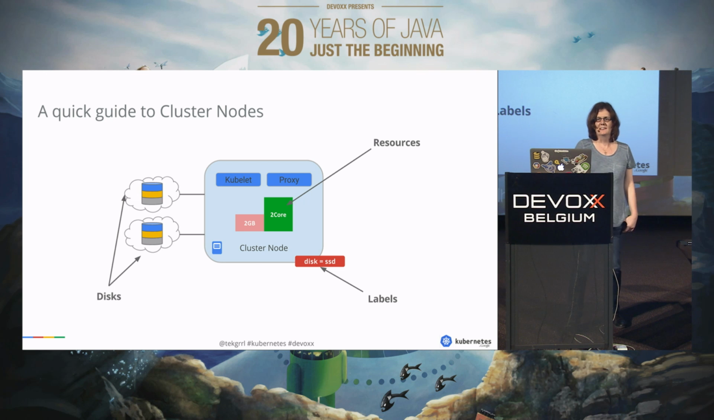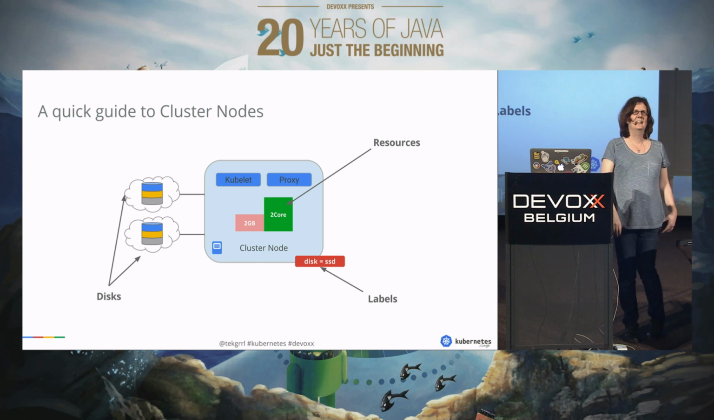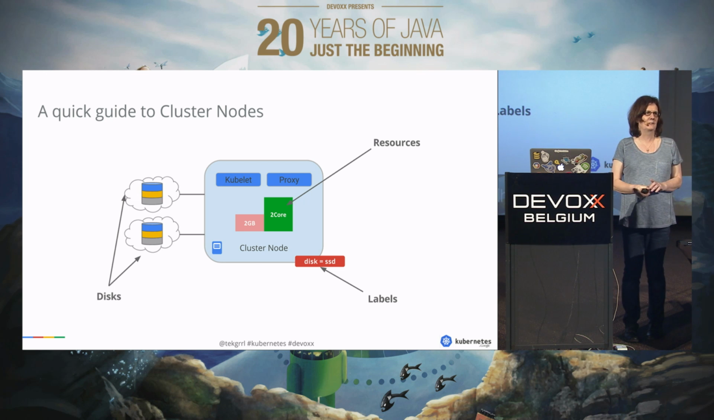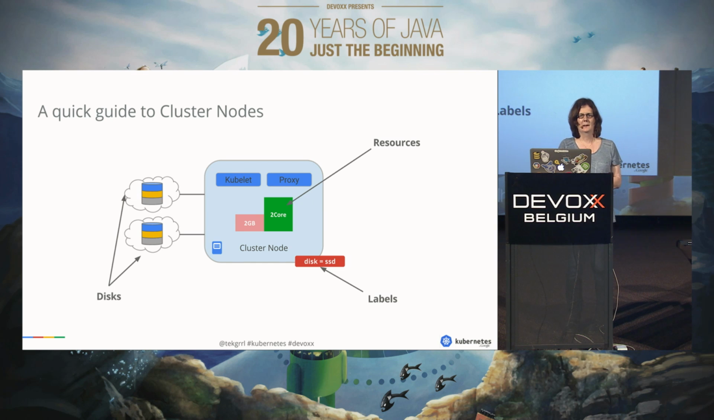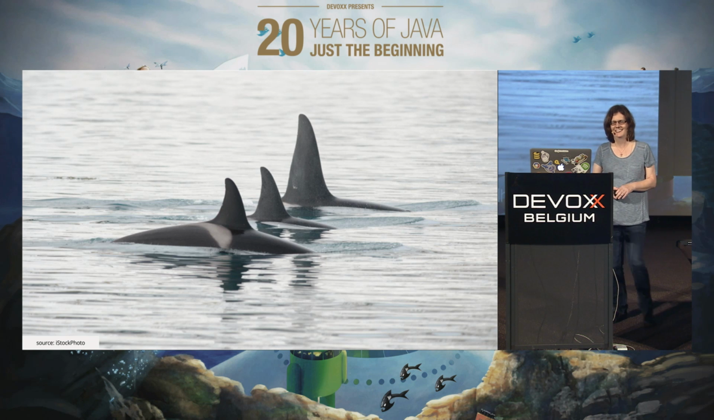Also, we have the notion of disks, physical disks, or at least network-attached disks that look like physical disks that are attached to the machines. We could have one or more of those attached to the node. And that's important. And we're going to come back to this soon. So, what is this? Okay.